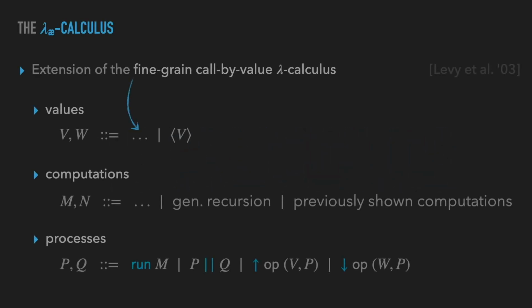This calculus is an extension of the fine-grained call-by-value lambda calculus with fulfilled promise values, general recursion, and all the previously shown computation terms. In addition to values and computations that we inherit from the underlying calculus, we also include a separate class of processes. These contain individual computations being run in parallel and parallel compositions of processes. Processes also include signals and interrupts so as to communicate them between different processes.